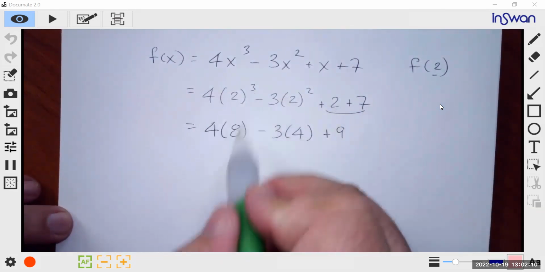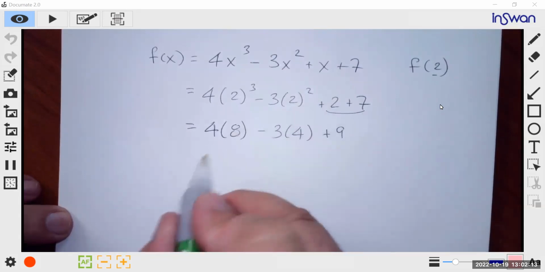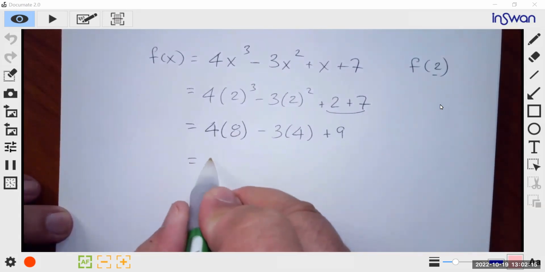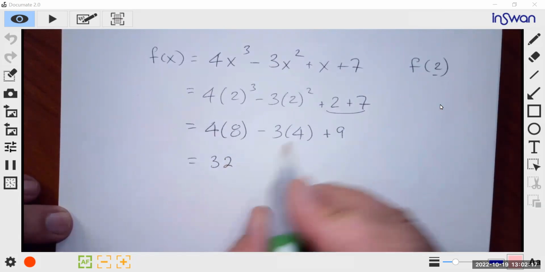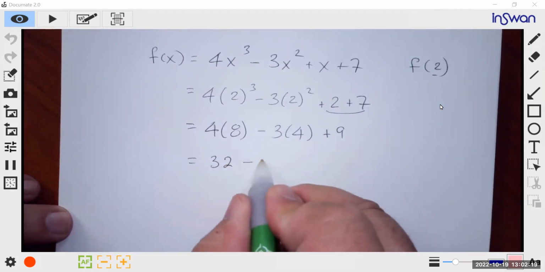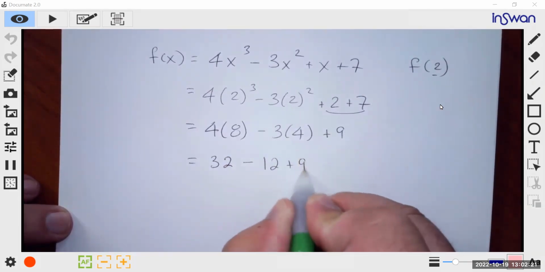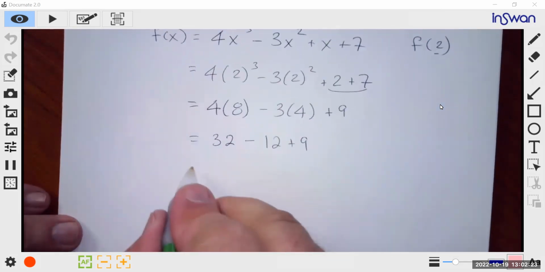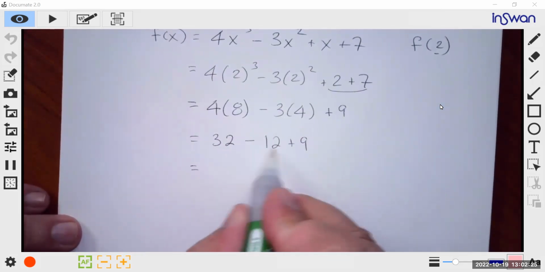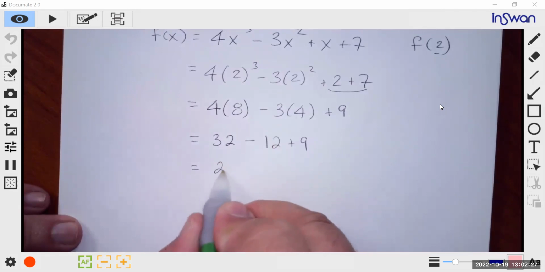Yeah, so 2 cubed is 8, 2 squared is 4. 4 times 8 is 32. Minus 3 times 4 is 12. Plus 9. 32 minus 12 is 20.